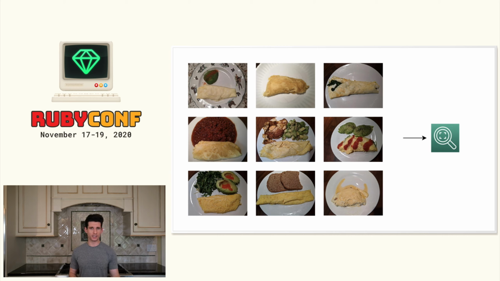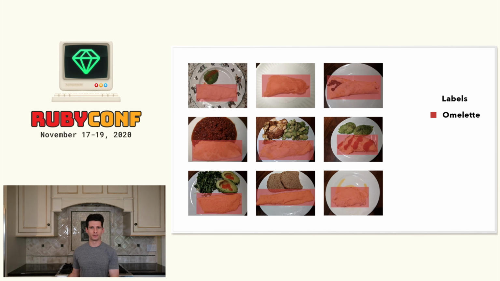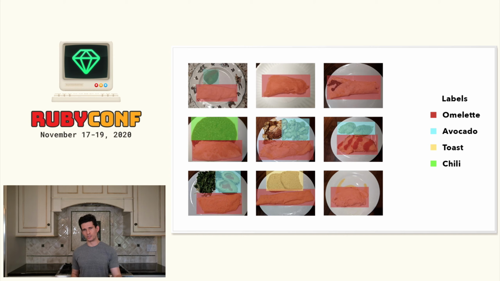Each of our photos is going to have an omelet, so we can apply that label across the board. But then we also might want to call out other things, like avocados or toast, or sometimes chili. No joke, great omelet pairing right there. Not even kidding. All of the labels we can provide are helpful.